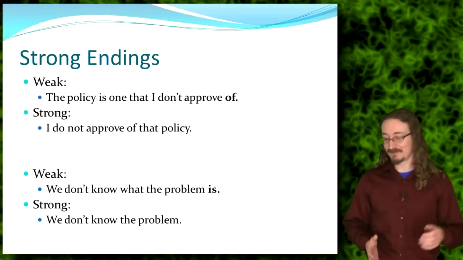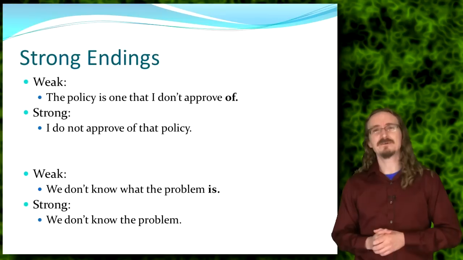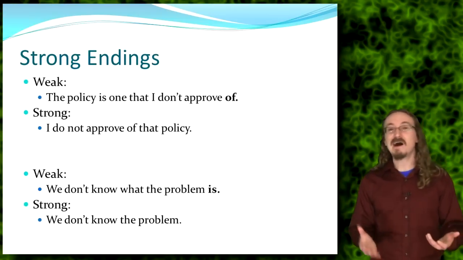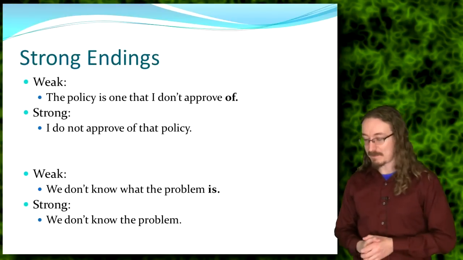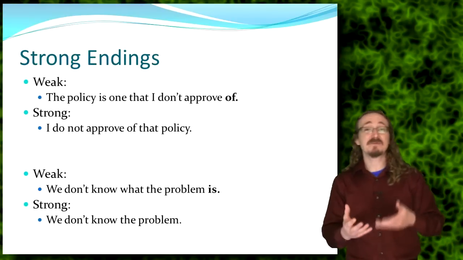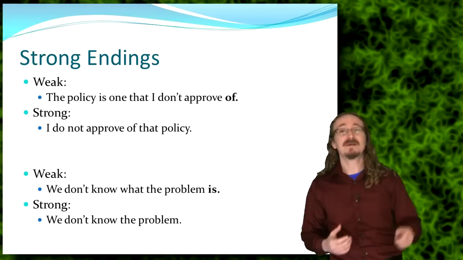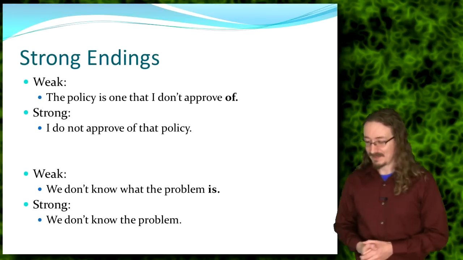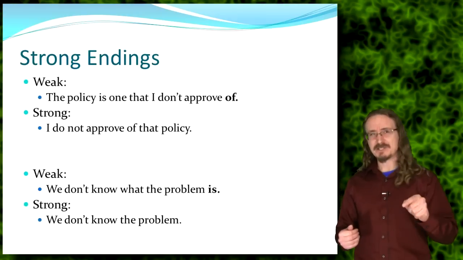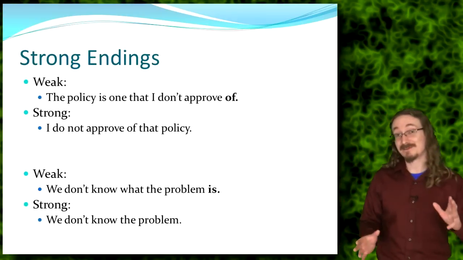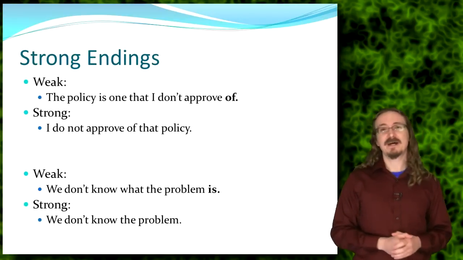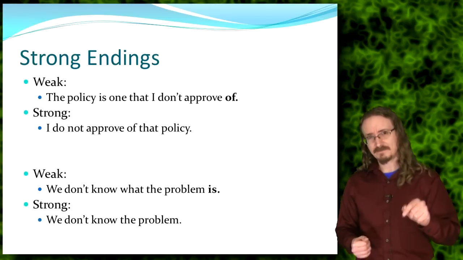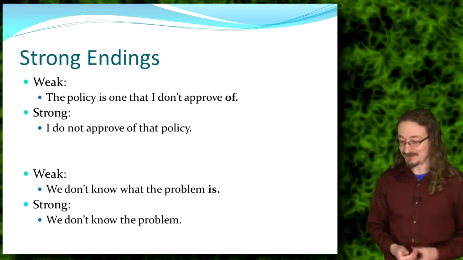Same thing with endings. The policy is one that I don't approve of. Well, you see, I got this weird "of" stuck on at the end. That's a preposition. You know, again, have you ever seen an "of"? Oh, look, there's an "of" over there. Of course not. So you want to rewrite this so you have a better ending on that sentence. I do not approve of that policy. So consider the difference. The policy is one that I don't approve of. I do not approve of that policy. So hopefully you're able to hear the difference there.